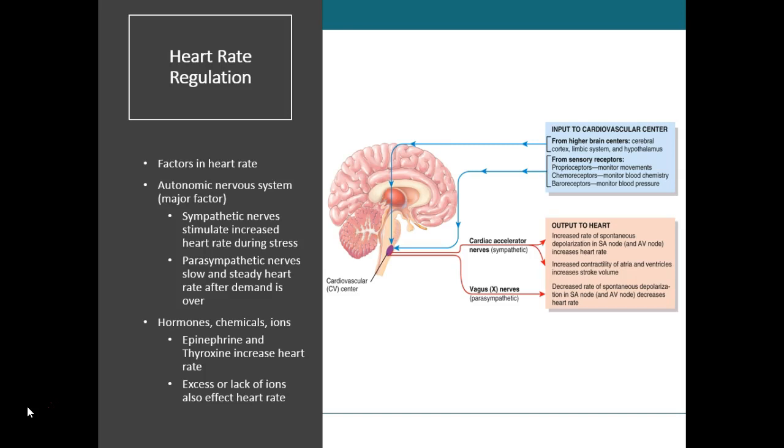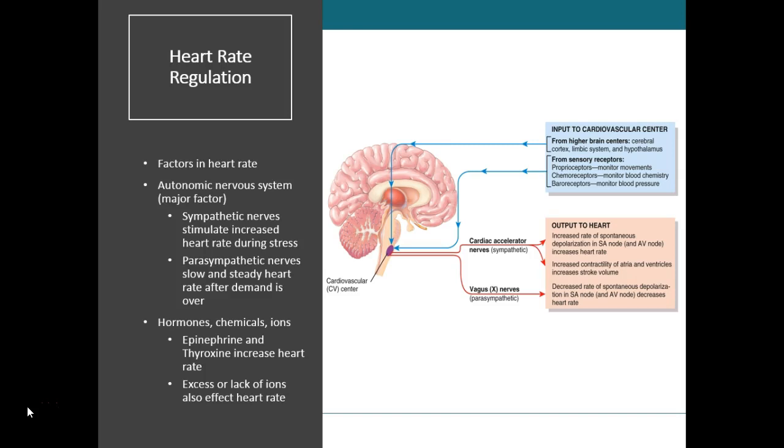Stroke volume may fall if the myocardium of the ventricles is damaged, or if blood volume is reduced because we're hemorrhaging, we're bleeding. In these cases, homeostatic mechanisms maintain adequate cardiac output by increasing heart rate and contractility. There are several factors that contribute to the regulation of heart rate. But the most important are the autonomic nervous system and hormones, especially those released by the adrenal medulla, epi and norepi.